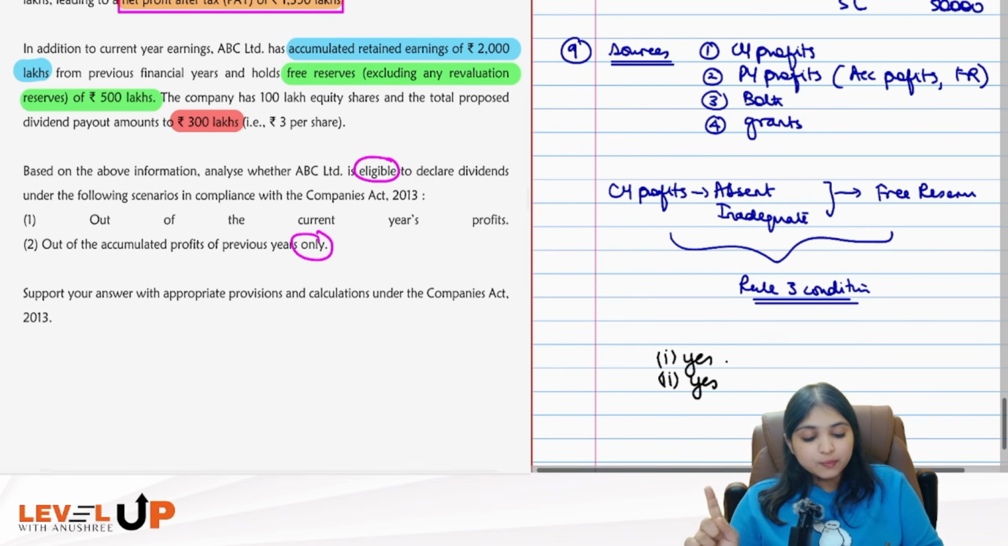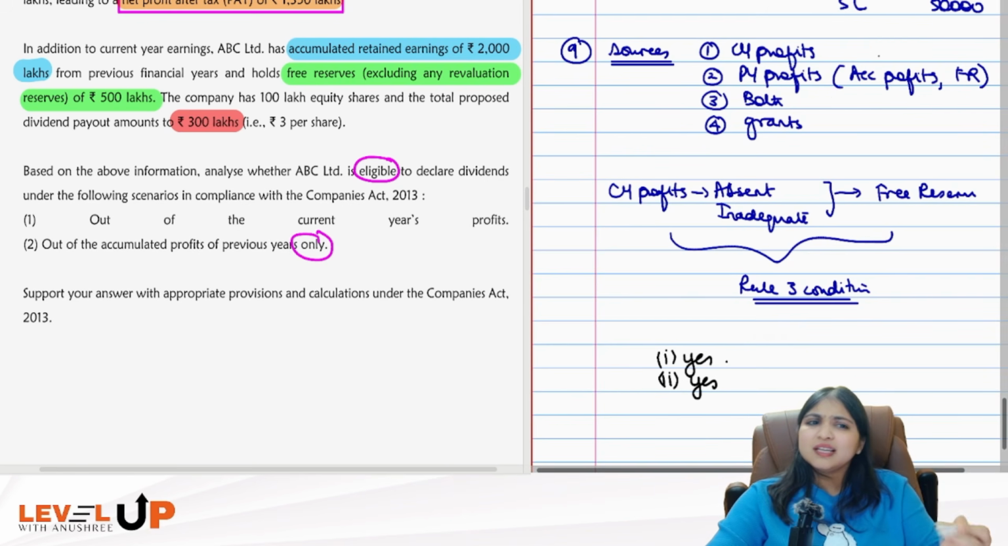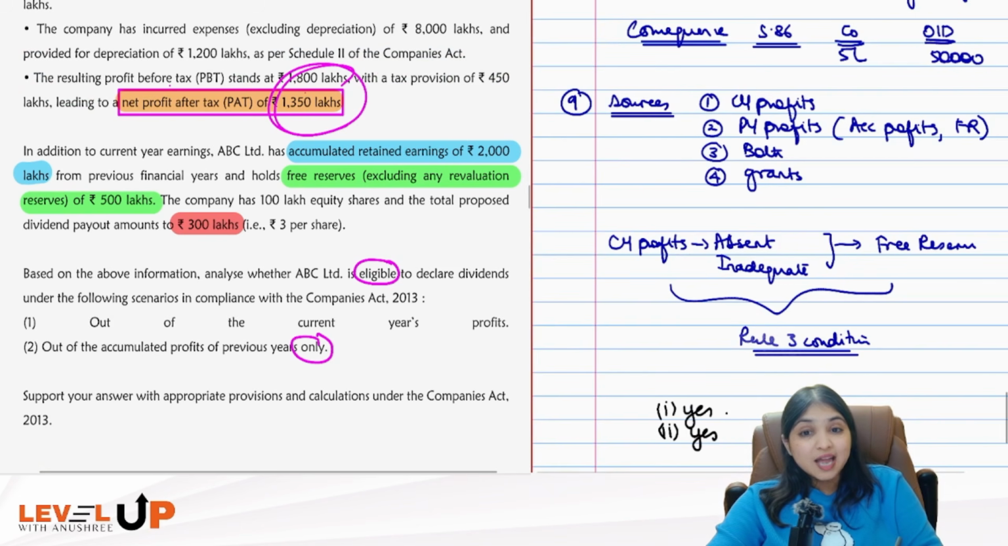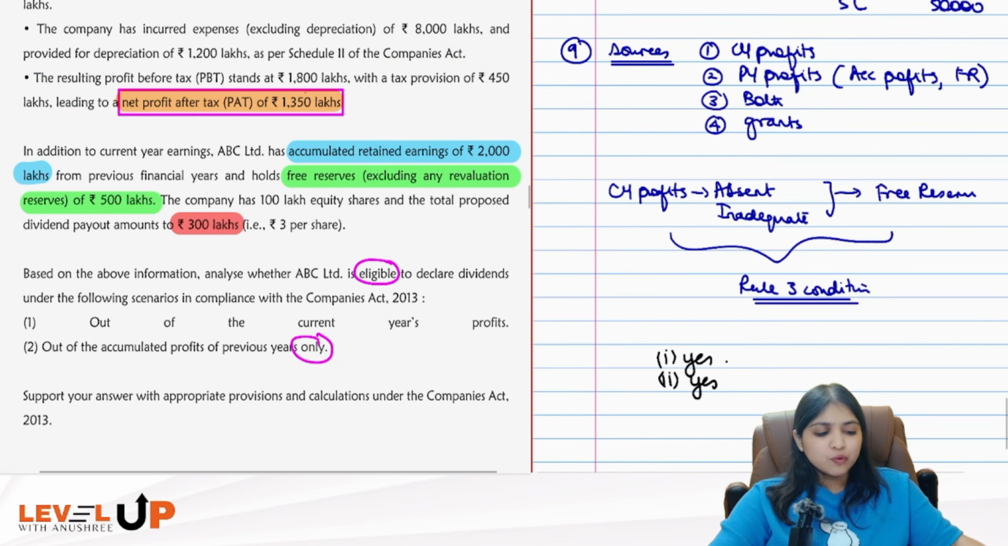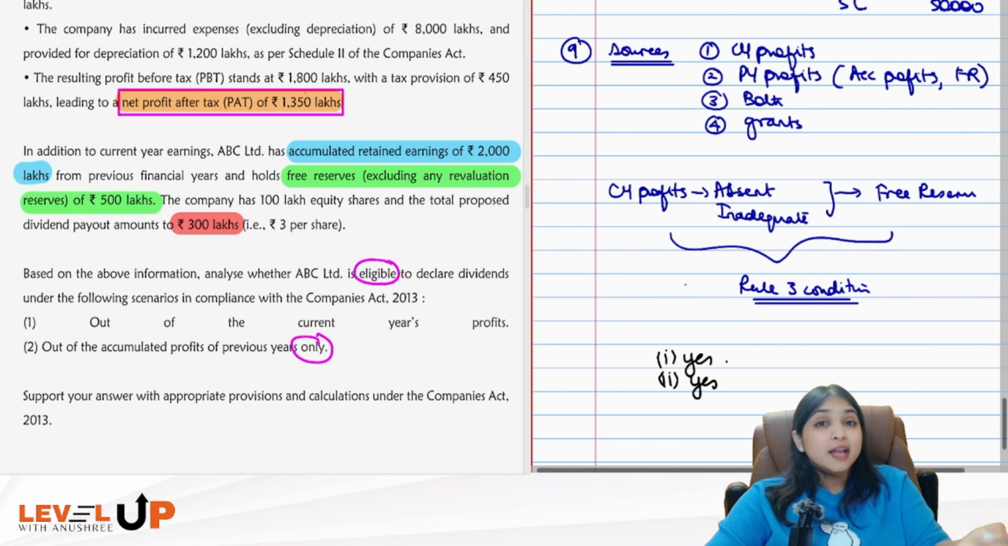Okay, so point number 1, is it eligible? Can the company take money out of current year profits? The answer is yes. Second question, is it eligible? Can the company take money out of accumulated profits also? Yes, the company can. Even though current year profit is actually adequate, if the company wants, it can still take money out of accumulated profits because it is one of the eligible sources.